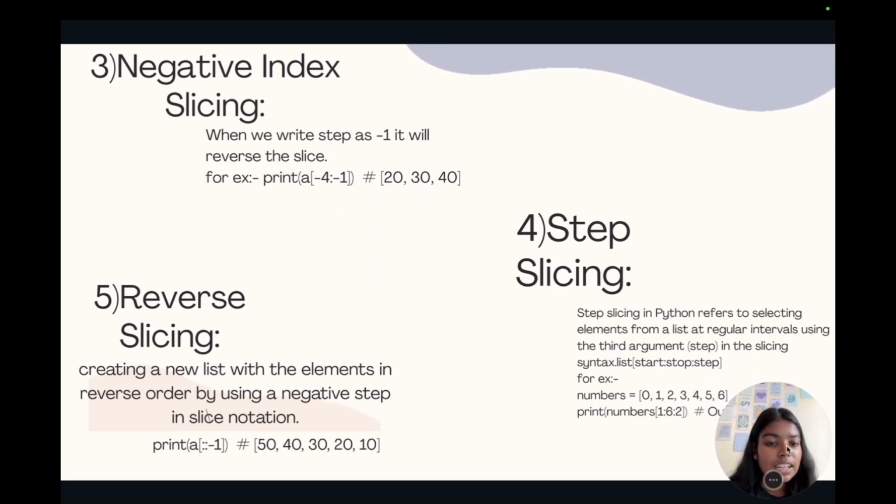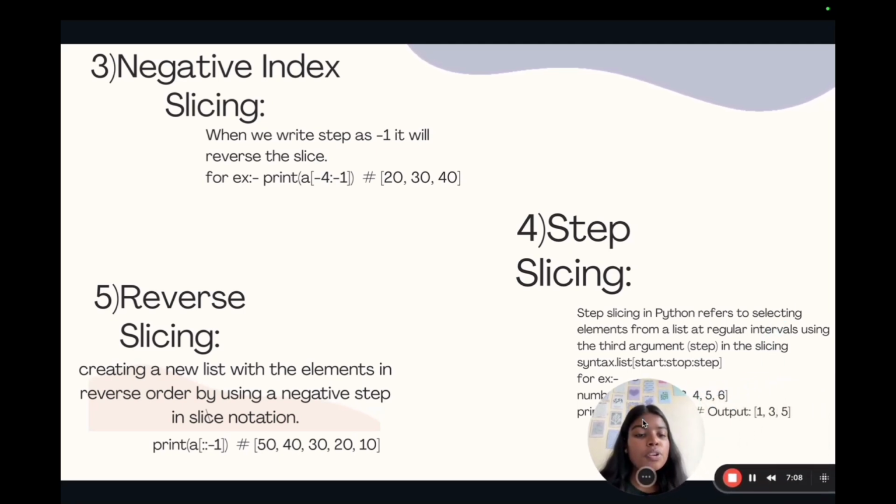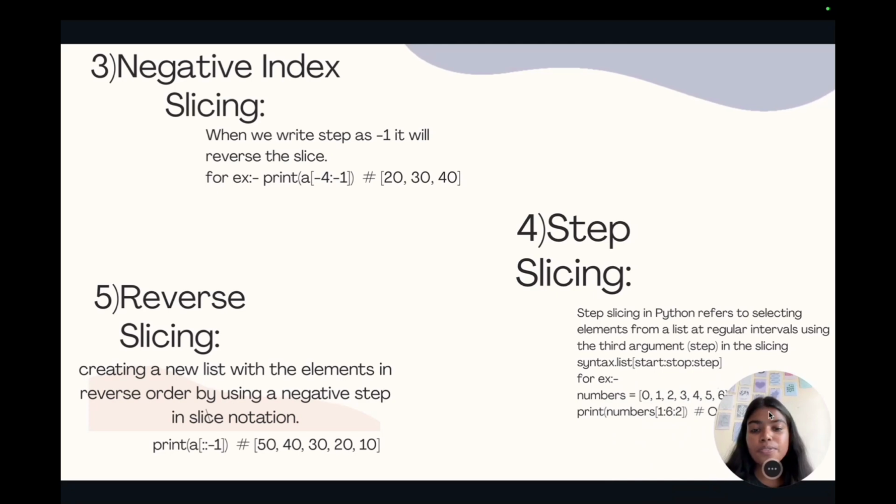The fourth is step slicing. Step slicing in Python refers to selecting elements from a list at regular intervals using the third argument, that is step, in the slicing. Syntax is list[start:stop:step]. For example, I have taken a list called numbers that contains items 0, 1, 2, 3, 4, 5, 6. If I print numbers[1:6:2], it will give the output 1, 3, and 5.